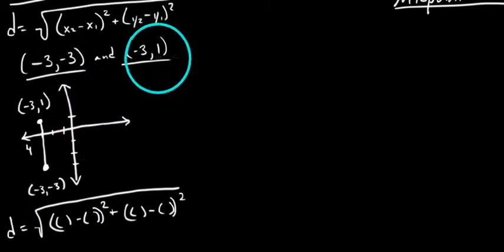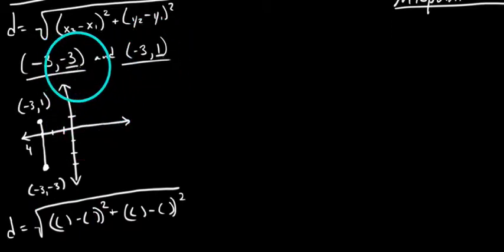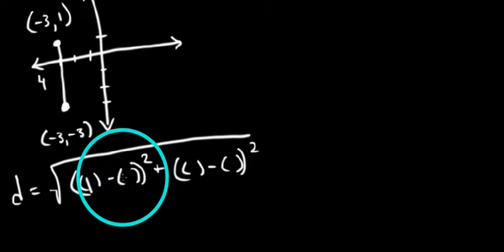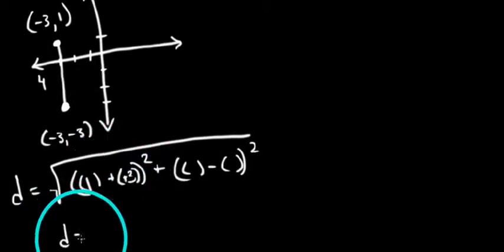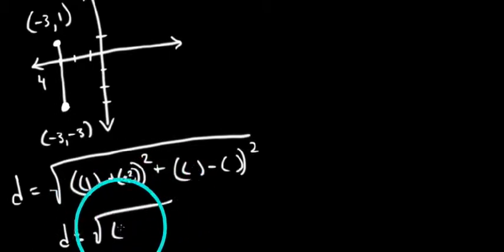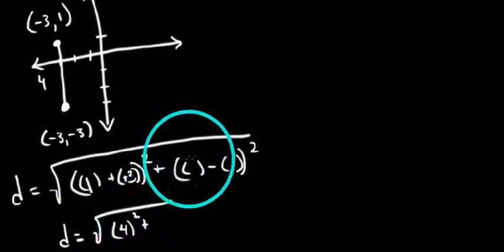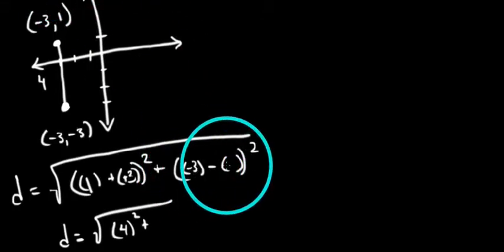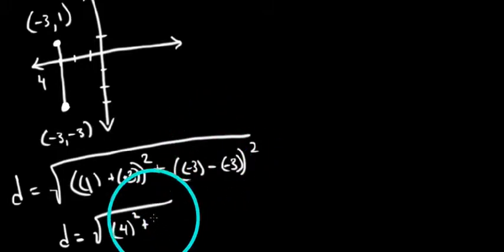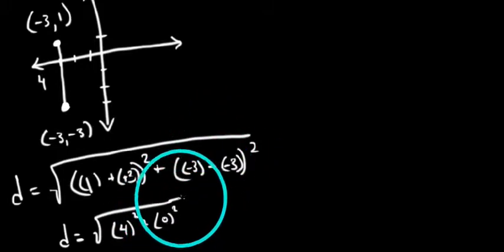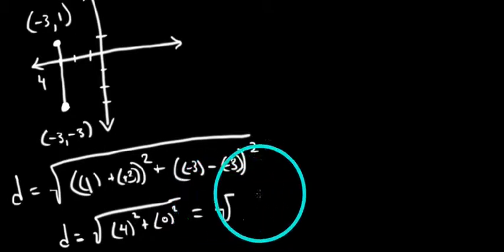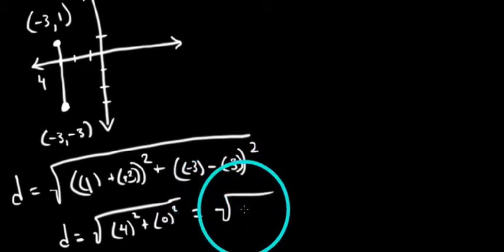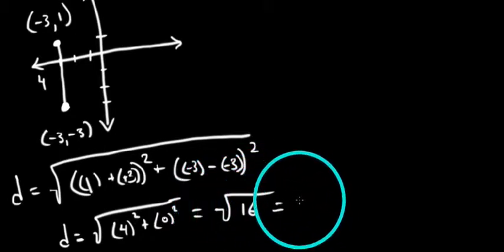But let's start with this. The difference between the two y values, y2 minus y1, would be 1, and this is important, 1 minus a -3, which is basically going to flip that back to a +3, which yields 4 squared. Now plus, let's put in the x values. -3 minus a -3. Anything minus itself is 0, so -3 minus -3 is 0 squared. So what we end up with is the distance between these two points is the square root of 4 squared plus 0 squared, which is 16, which comes out to be 4.